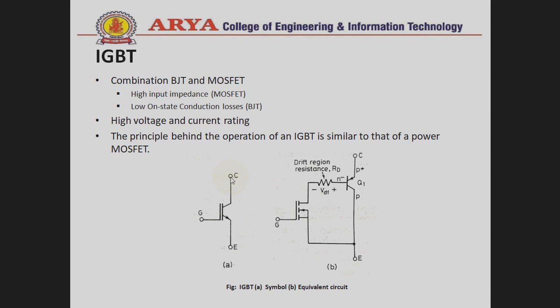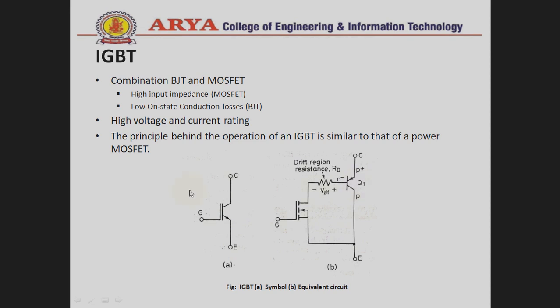As in the diagram, you can see the symbol of IGBT. IGBT is a three-terminal device in which the terminals are the gate terminal, the collector terminal and the emitter terminal. And this is the equivalent circuit diagram of the combination of BJT and MOSFET.